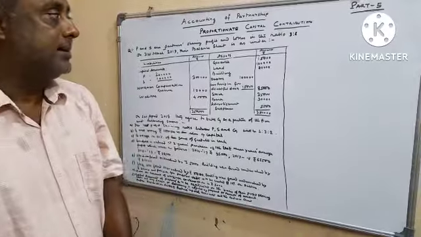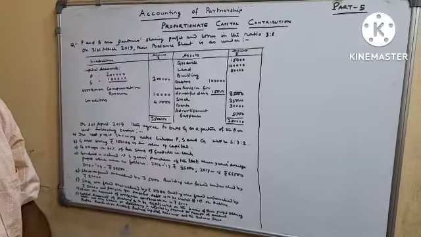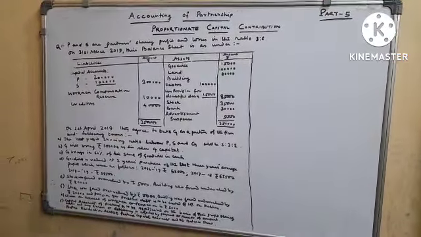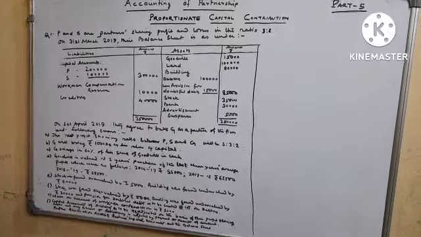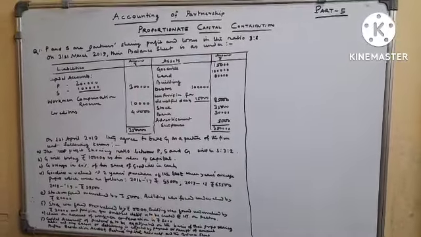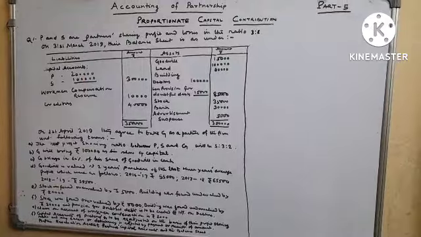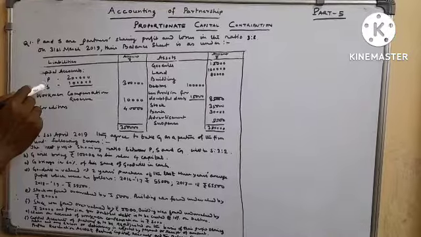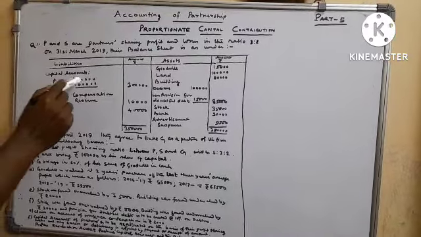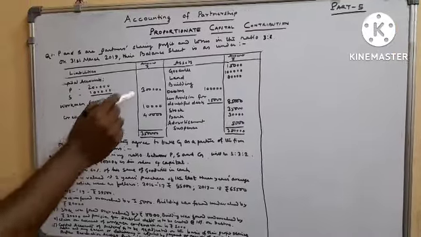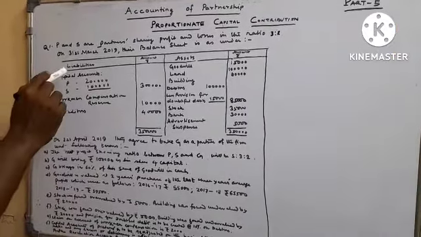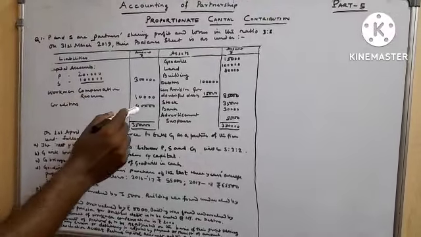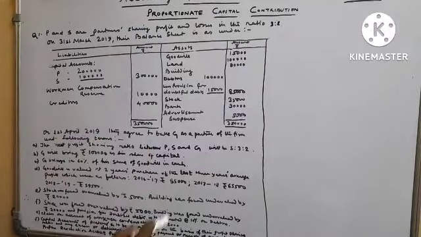Today we will explain proportionate capital contribution under admission of a partner. Part 5. P and S are the partners sharing profit and losses in the ratio 3:2. On 31st March 2019, their balance sheet is as under. Capital of P 2 lakhs, capital of S 1 lakh, total 3 lakh. Workman compensation reserve 10,000, creditors 40,000, total liability side 3,50,000.